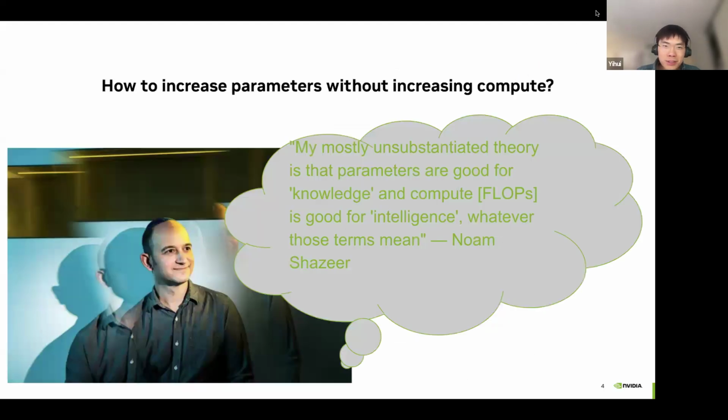So the question is, we only have so much compute. How can we make the model better without increasing the compute? Noam said, my unsubstantiated theory is that parameters are good for knowledge and compute, or the FLOPs, is good for intelligence, whatever those terms mean. So MoE is a good way of growing the parameters, or growing knowledge, without increasing the compute.